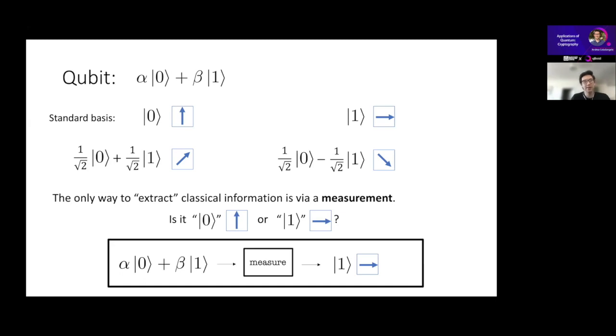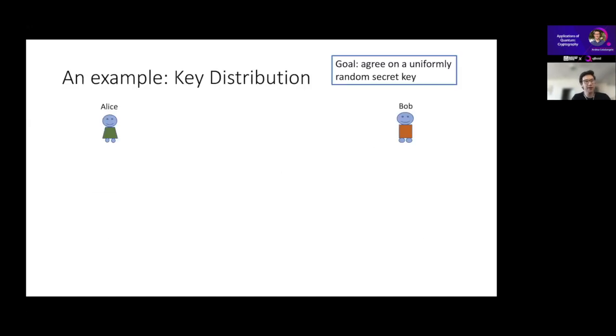And so here is an example of how we can leverage all of this. We will consider the cryptographic task of key distribution. This is a simple cryptographic task. There are two parties, Alice and Bob, and they share a simple goal, which is to share a uniformly random secret key. So this is a key that should be uniformly random and known only to the two of them.